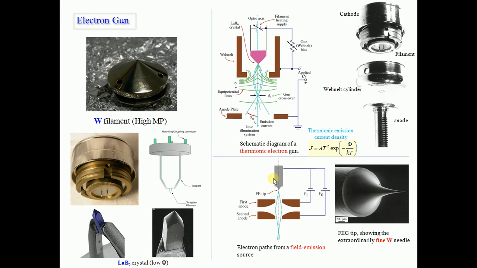But in a transmission electron microscope also, you need an electron source. It can be a thermionic type, or it can be a field emission type. So what is the advantage of the field emission type of electron gun? This is called a cold source.